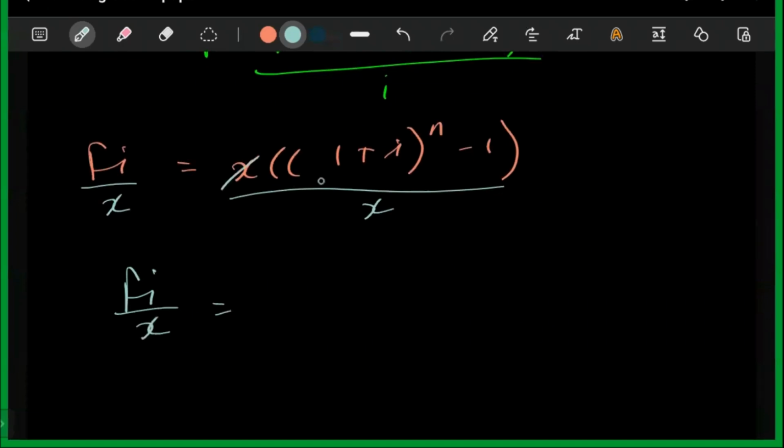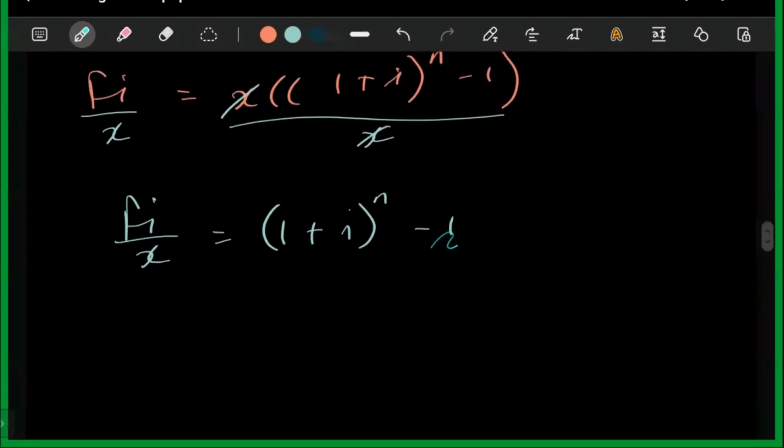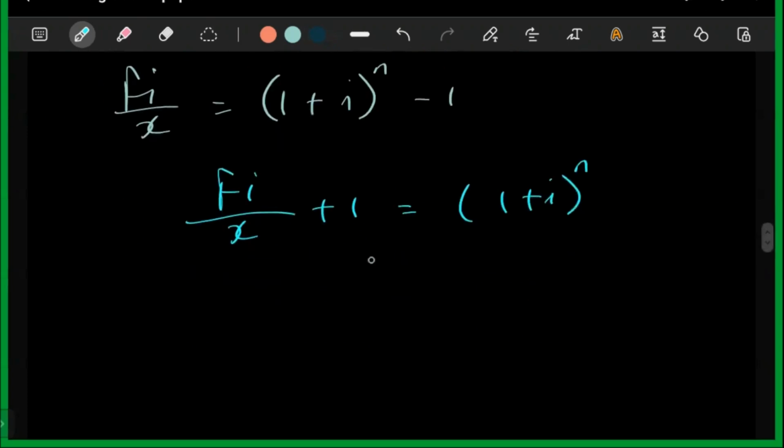Fi over x, we have here 1 plus I to the power of n minus 1. So all this being done now, the negative 1 can go over to the other side. That's Fi over x plus 1. This is equal to 1 plus I to the power of n. So since we want to isolate n, we can do that.